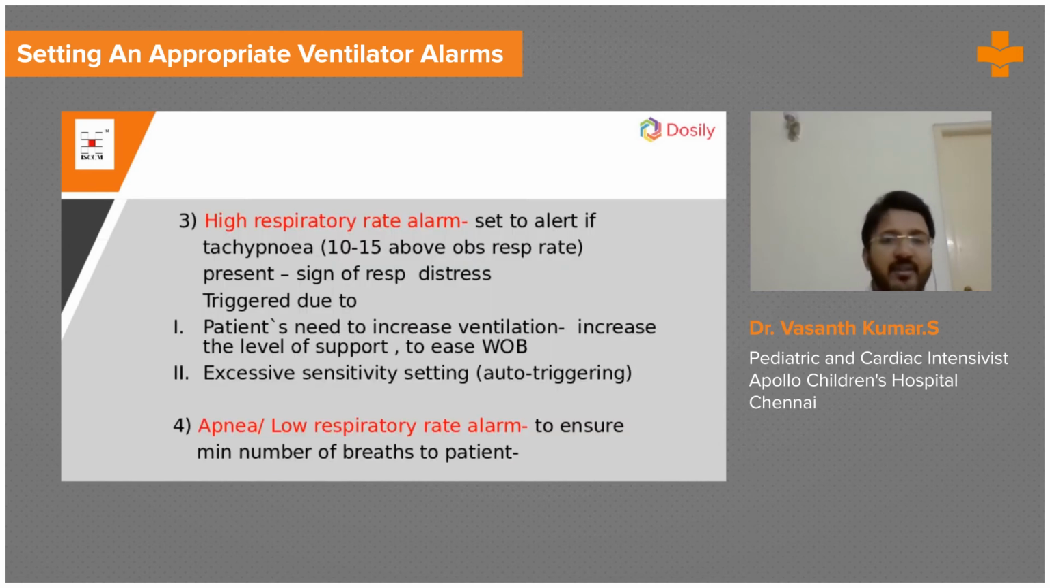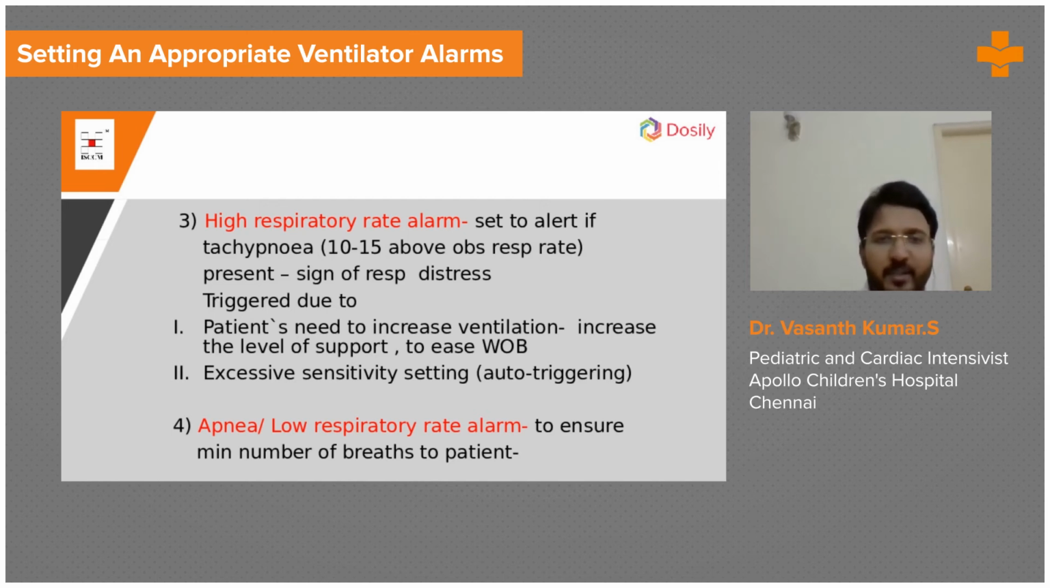So other small alarms are the high respiratory rate alarm. This is seen, usually for pneumonia, where the patient will be tachypneic. They'll have respiratory rates of 60, 70. Or in patients with shock, they'll have metabolic acidosis, so because of that they'll have very high respiratory rates in an effort to wash out the CO2.